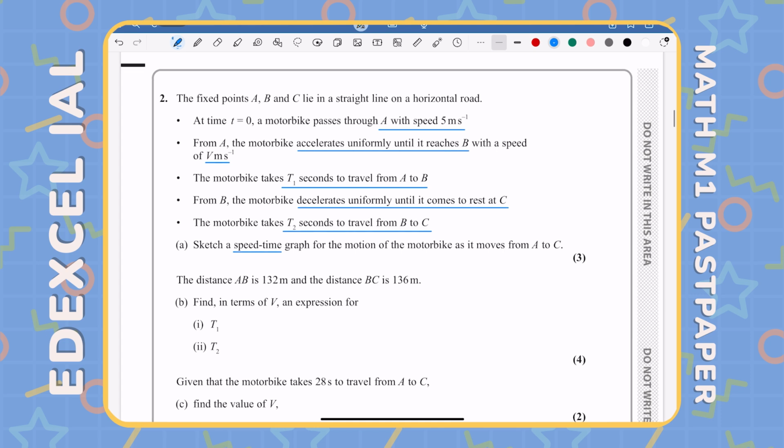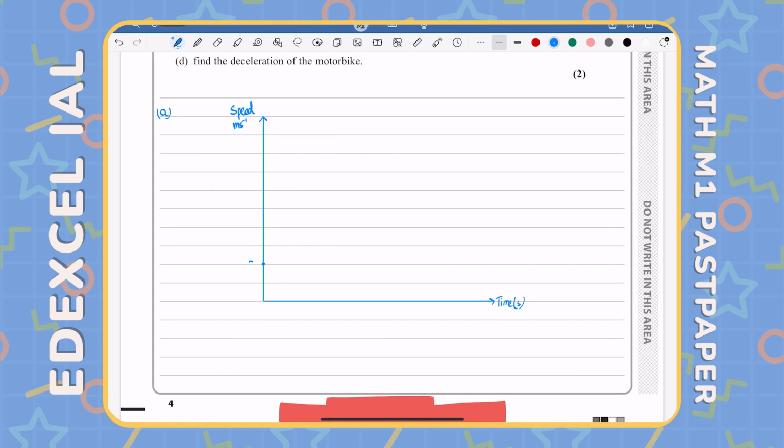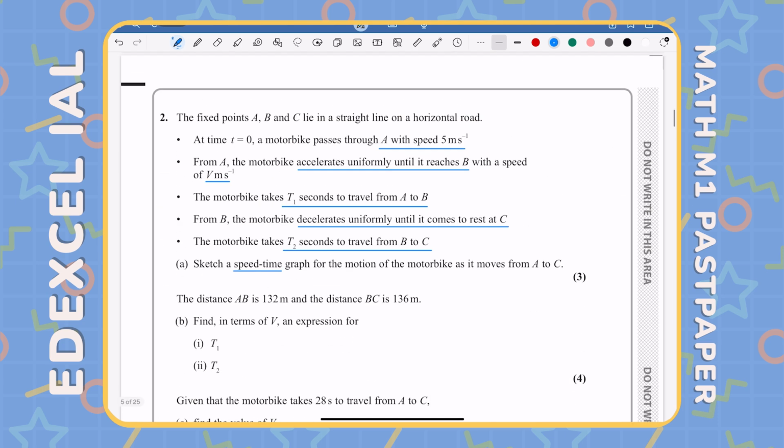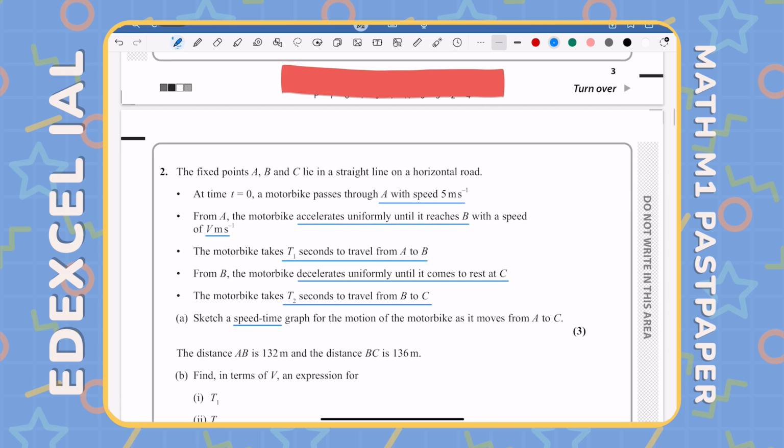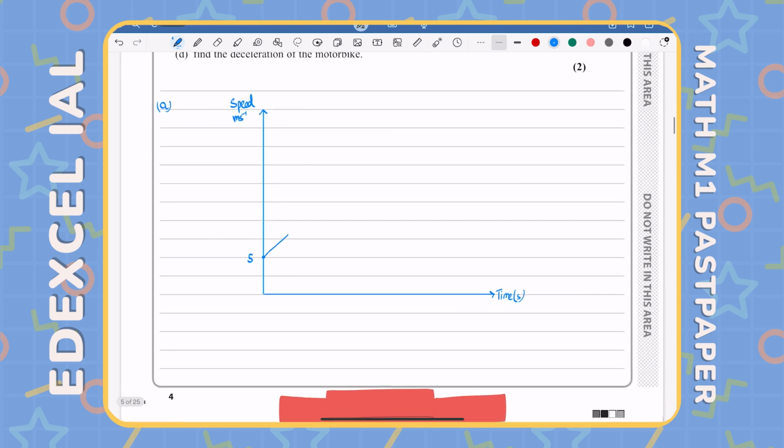At time t equals 0, the motorbike passes through A with a speed of 5 meters per second. So that means it's not going to start from 0. It's actually going to start from a point above 0, and that point is 5 to be precise. Now it accelerates uniformly until it reaches B with a speed of v meters per second. So we're going to have an upward sloping line to show uniform acceleration, until it reaches a point at which the speed is v meters per second.